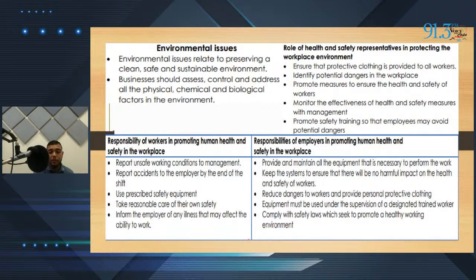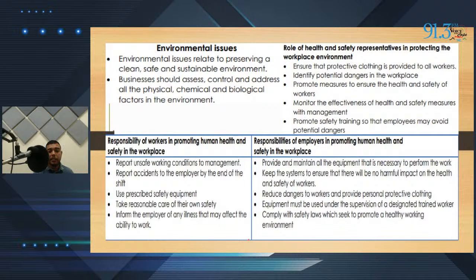As you know, this came up in your assessment last term, and it is in your assessment this term as well. So you should ensure that protective clothing is provided to all workers, identify potential dangers in the workplace, and promote measures to ensure the health and safety of workers. Remember, how does this take place in schools? Schools give you a uniform. So once you get injured outside of school, members will know how to identify you, and they will contact the school to say you are injured.